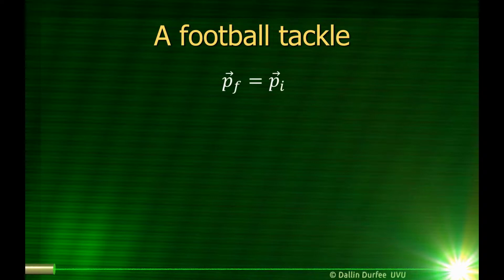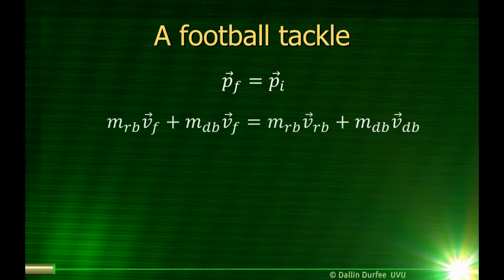The final momentum must equal the initial momentum. Well, the final momentum is just the mass of the running back times the final velocity, right? They both have the same velocity in the end because they're stuck together. So it's the mass of the running back times the final velocity plus the mass of the defensive back times the final velocity. The initial momentum is the mass of the running back times the running back's initial velocity plus the mass of the defensive back times the defensive back's initial velocity. So we've got an equation that we got by using conservation of momentum.